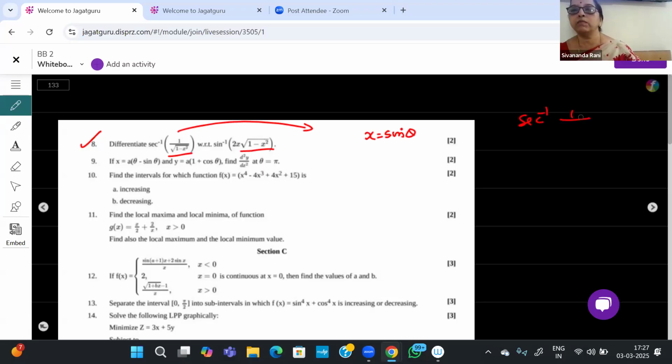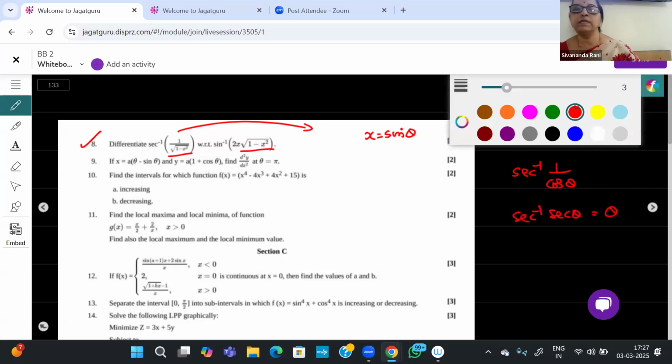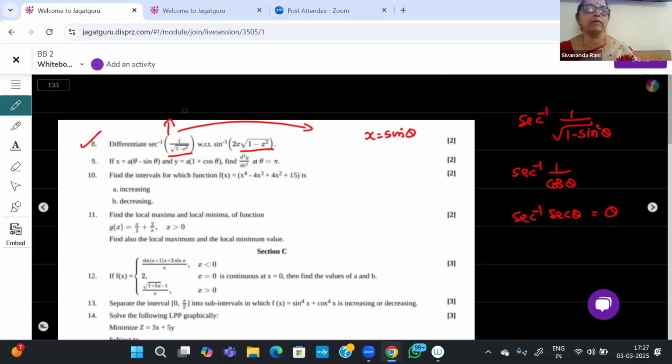So secant inverse 1 by root of 1 minus sine square theta. What is that? Secant inverse of 1 by cos theta. That is nothing but secant inverse of secant theta, which is theta. The first one is reducing to theta actually. How about the next one? I'm getting half. 2 theta, ma'am. We reduced to 2 theta.